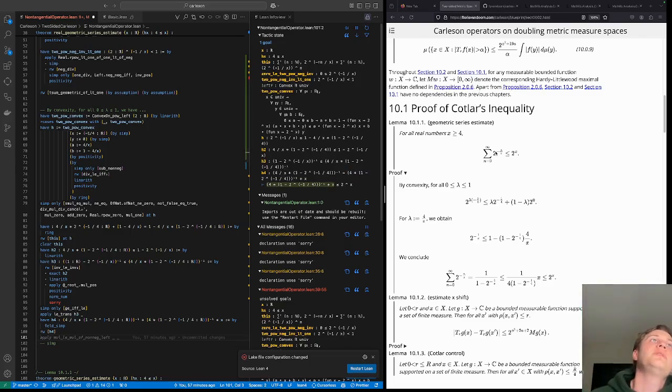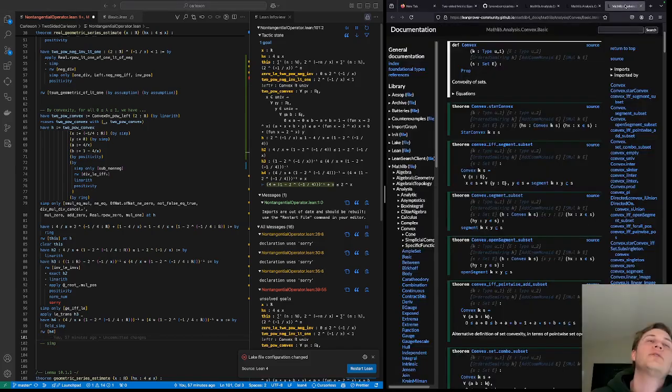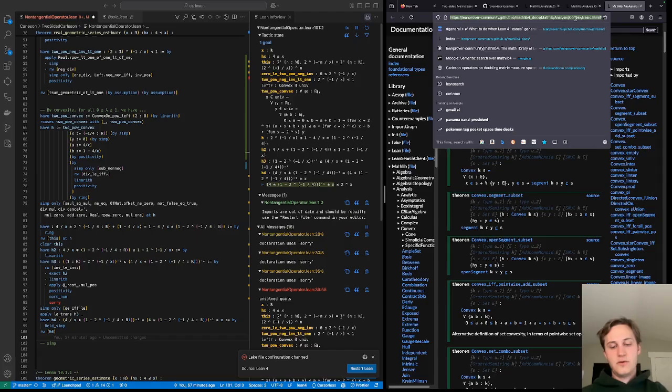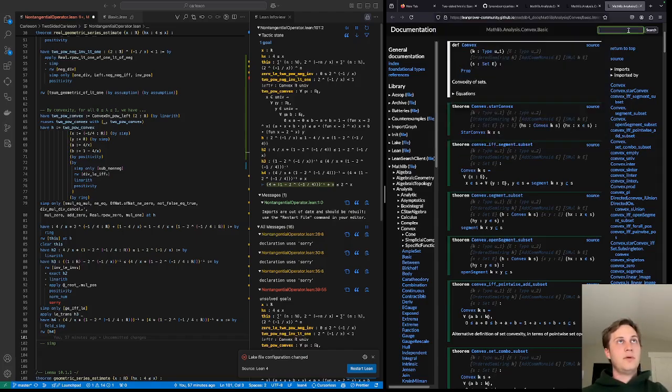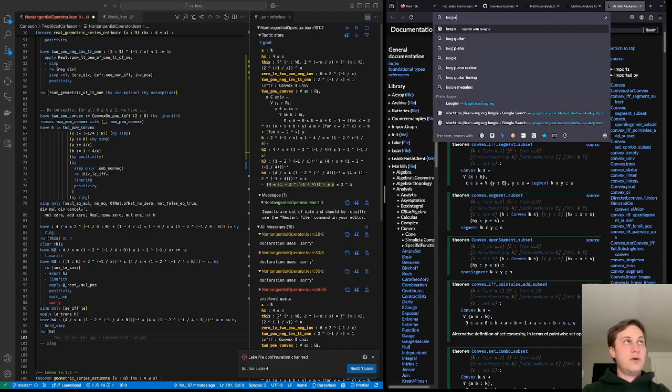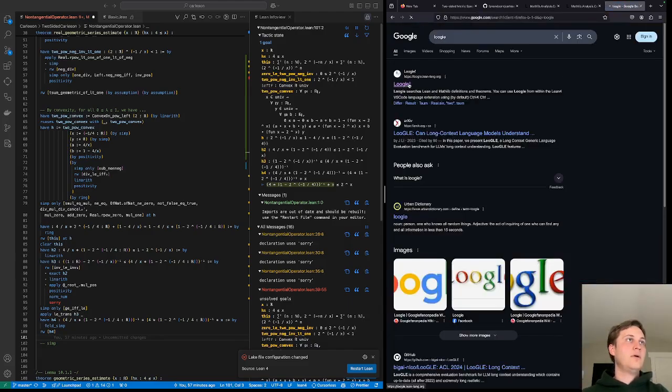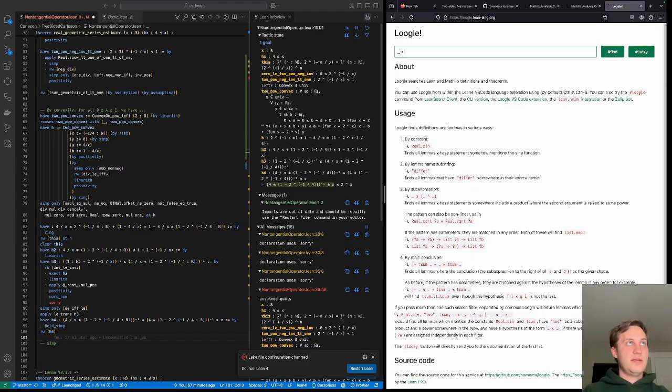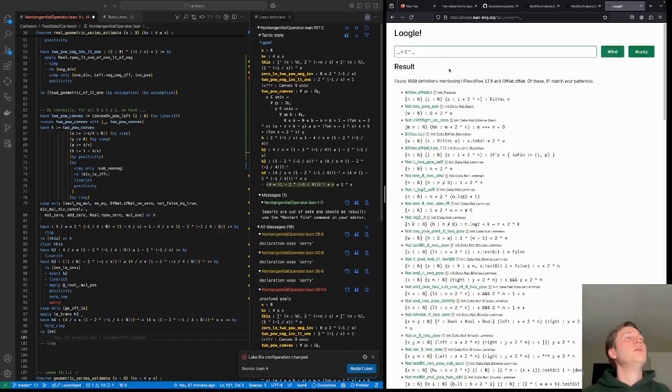So yeah, this is the point where we search the library for totally random lemmas of the form something less than 2 to the power something. Let's go to Loogle, for example. Something less than 2 to the power something. So it's greater than 0. True.